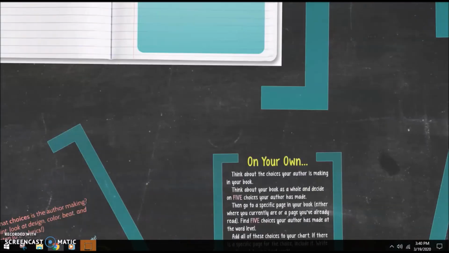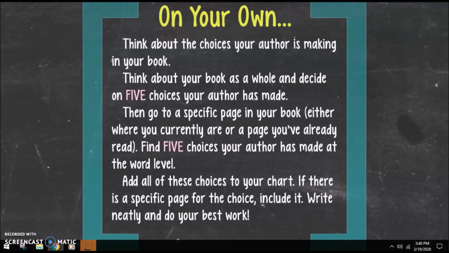So here we go. On your own, ladies and gentlemen, think about the choices your author is making in your book or story. Think about your book as a whole and decide on 5 choices your author has made. How many? 5. Then go to the specific page in your book, either where you currently are or a page you've already read. Find 5 choices your author has made at the word level also. So add all these choices to your chart. If there's a specific page for the choice, include it. Write neatly and do your best work. So we have a total of 10 choices, ladies and gentlemen: 5 for text level and 5 for word level choices. All right? So let's get going. Let's get these things done.